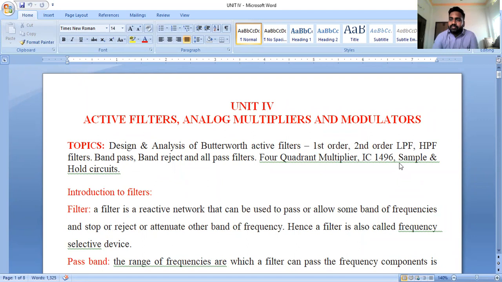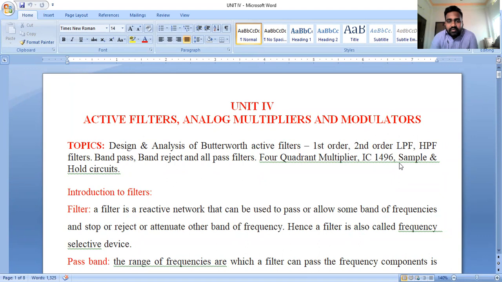Like the mathematical operations the operational amplifier performs. So each and every application of linear integrated circuits, and the non-linear applications as well, we have seen there. Now the fourth chapter, that is filters, is completely different from our previous discussion. Here we will discuss active filters in our unit 4, and we will also discuss analog multipliers and modulators.